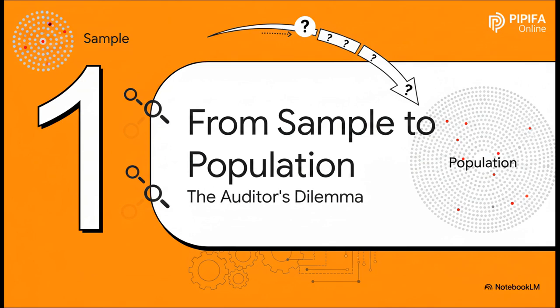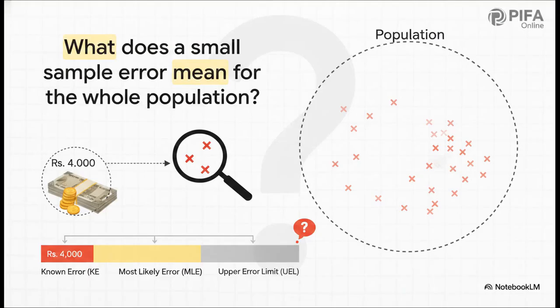The heart of most audits really comes down to sampling. I mean, it's just not possible to check every single transaction, right? So we test a representative chunk. But that creates this huge dilemma. How confident can you really be about the mountain of stuff you didn't see? I want you to really think about this for a second.